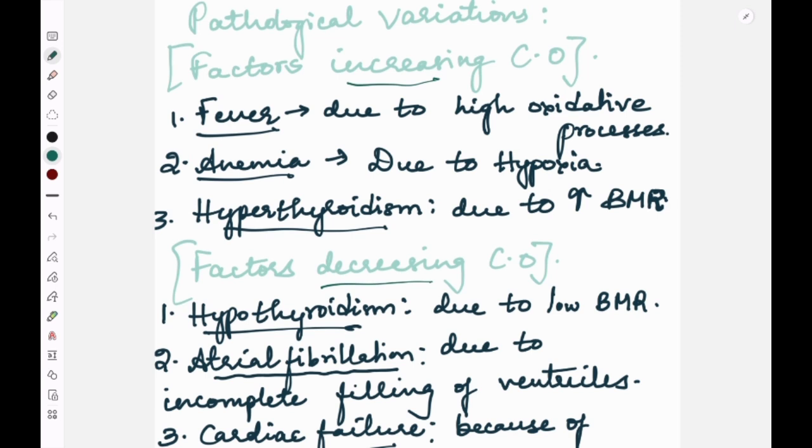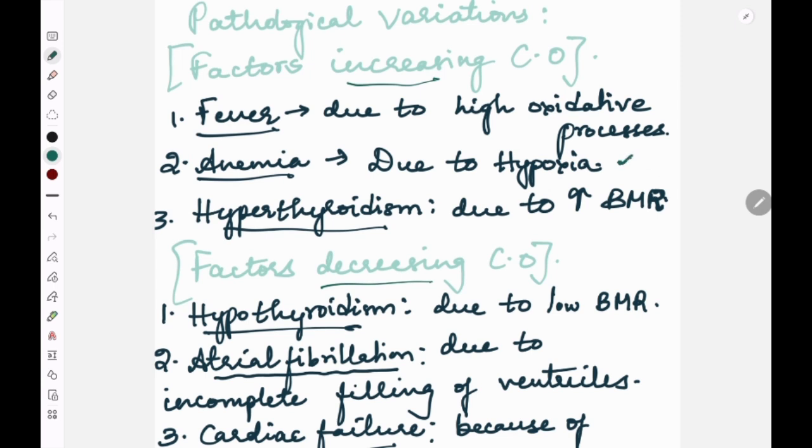So during anemia also there is increased cardiac output, because the body compensates for the RBC loss by increasing the blood flow. This anemia is seen in hypoxia also. So due to hypoxia also, anemia can occur.